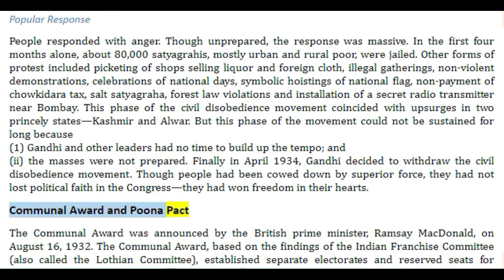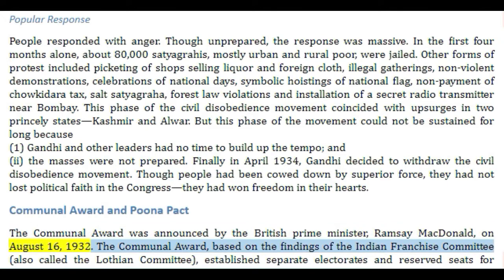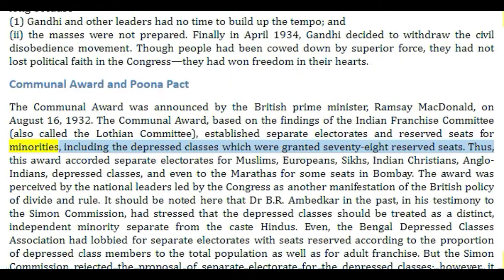Communal Award and Pune Pact. The Communal Award was announced by the British Prime Minister, Ramsay MacDonald, on 16 August 1932. The Communal Award, based on the findings of the Indian Franchise Committee, also called the Lothian Committee, established separate electorates and reserved seats for minorities, including the depressed classes, which were granted 78 reserved seats. Thus, this award accorded separate electorates for Muslims, Europeans, Sikhs, Indian Christians, Anglo-Indians, depressed classes, and even to the Marathas for some seats in Bombay.